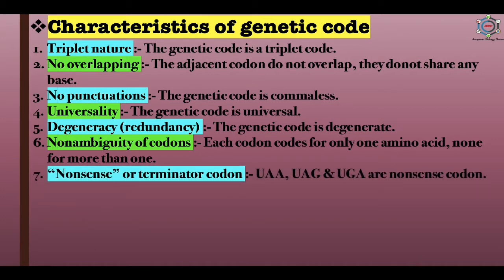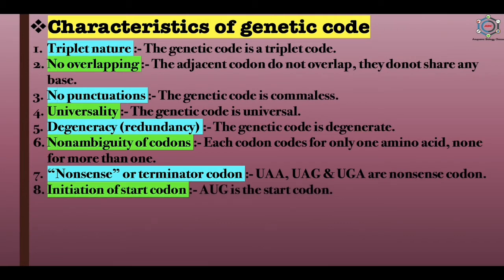Next is the nonsense or terminator codon. There are 3 of the 64 codons, that is UAA, UAG and UGA, that do not specify any amino acid but signal the end of the message. They are called the nonsense or terminator codons. Next is the initiation or start codon. The codon AUG is called the initiation or start codon as it begins the synthesis of the polypeptide chain.